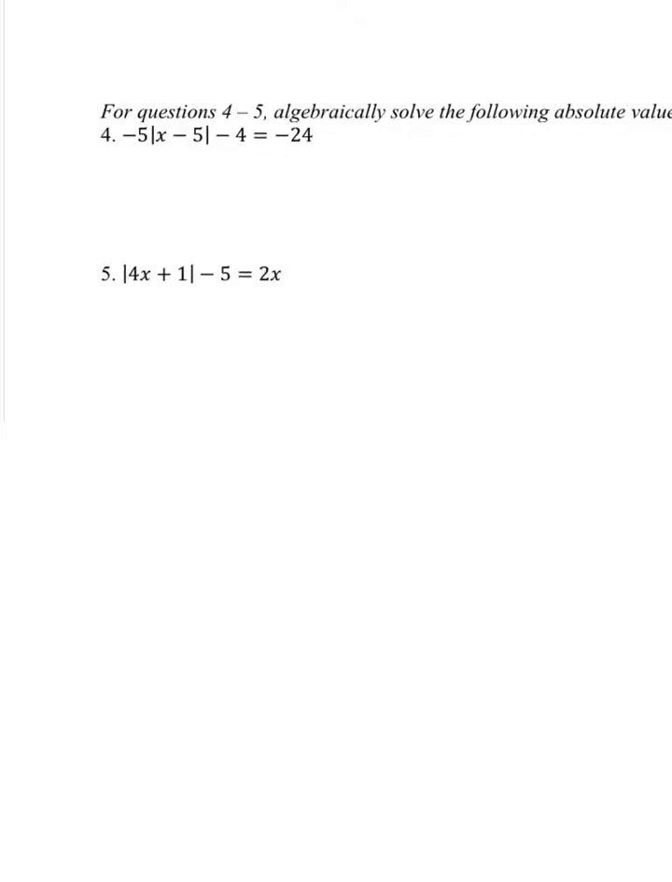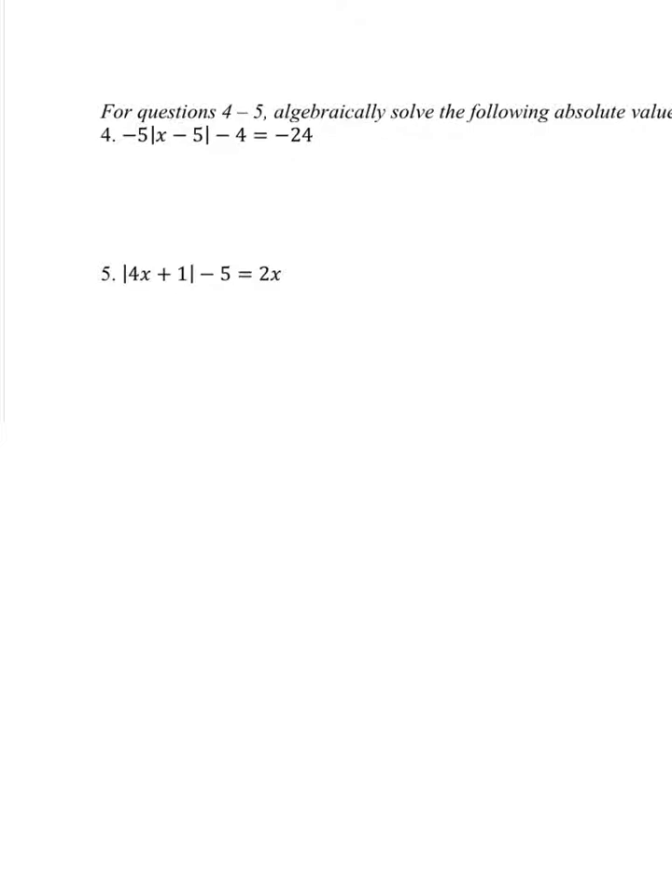Okay, for numbers 2 and 3, we have rational equations. So for these, you're always going to factor your denominators and then put your LCD on top of all of them. Multiply everything by the LCD. So this is negative 3 over x times x plus 1 plus 2x over x plus 1 equals 1 over x plus 1.